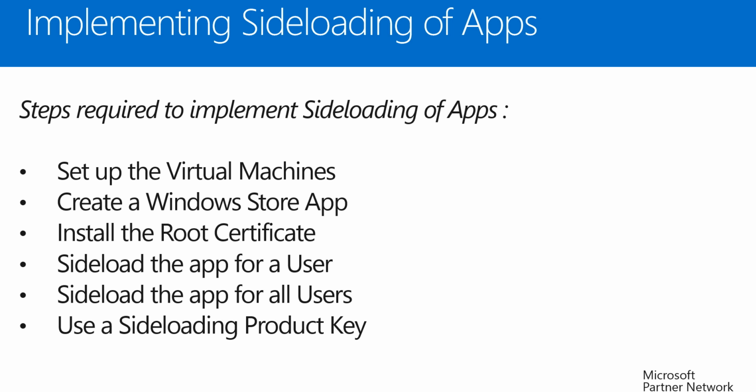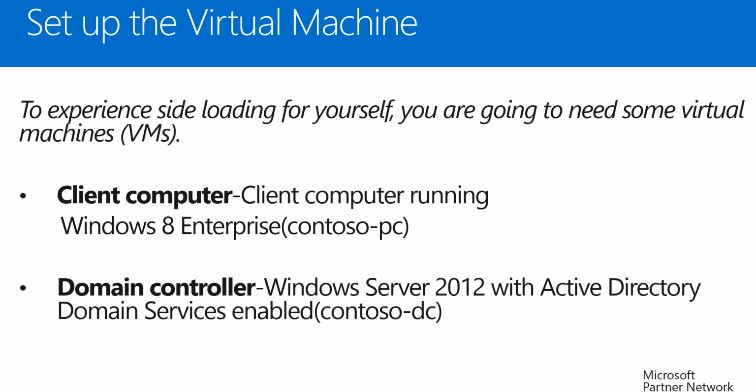The second step would be to create a Windows Store application, install the root certificate, and then sideload the application for either a single user or for all the users. These are the steps you need to take for a domain joined machine. And if you have a non-domain joined machine like a Windows RT, Windows Pro, you will have to use a sideloading product key. So let's look at the first step, setting up the virtual machines.